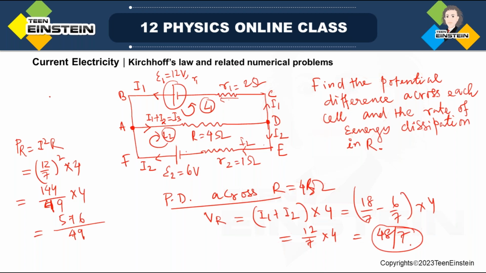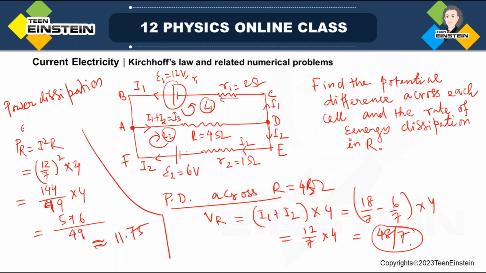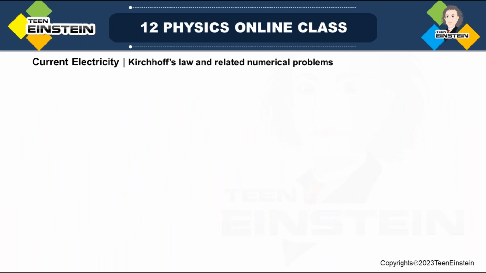Okay, so this is the one, and eventually if you just divide this, you will get nearly 11.75. So this is the power dissipation across R. Okay. All right. So we'll take up a few more problems. Let us see. Next problem we'll take up.